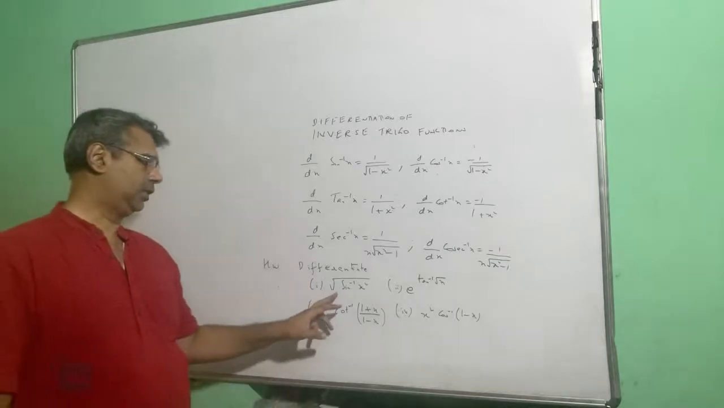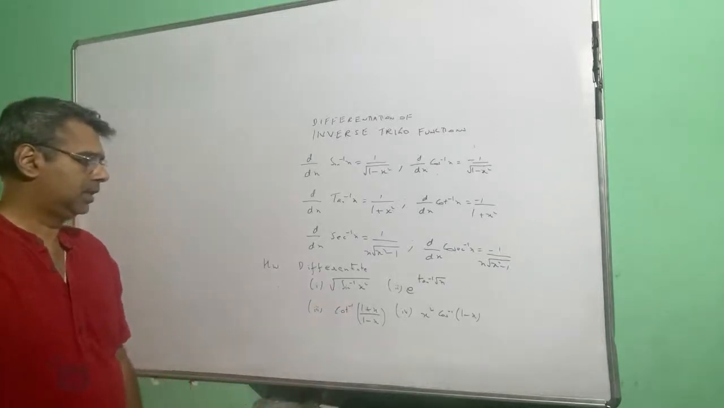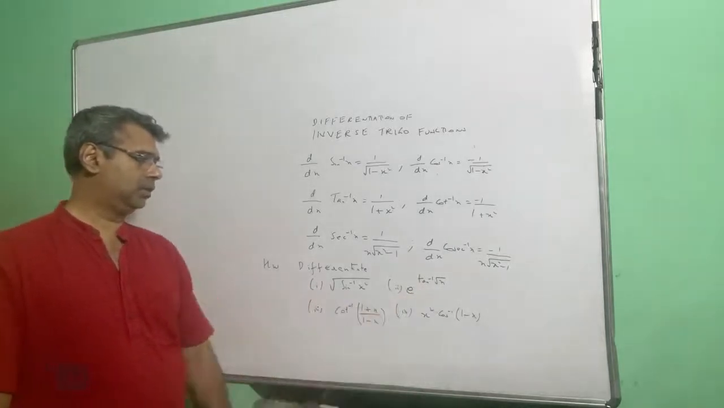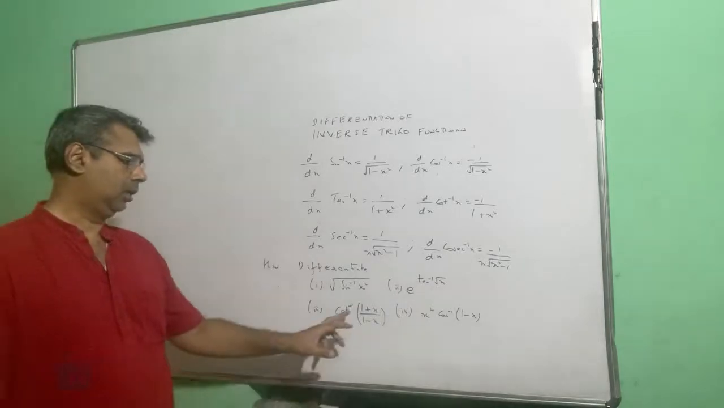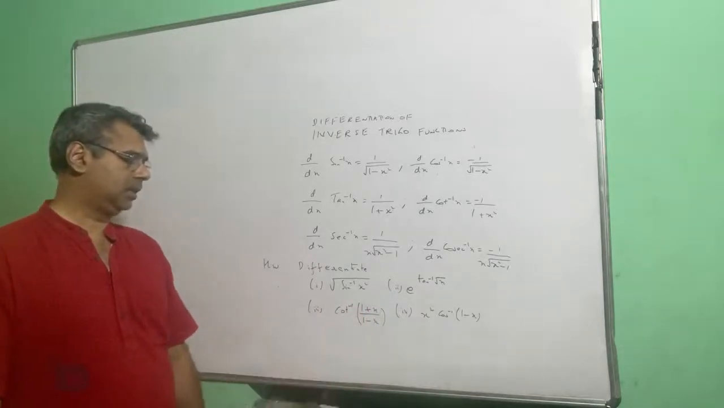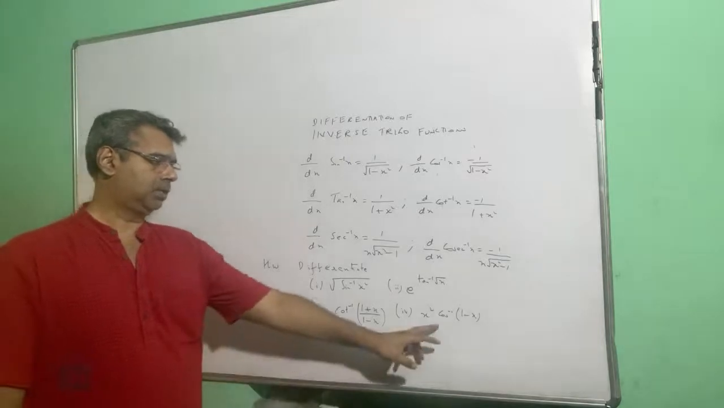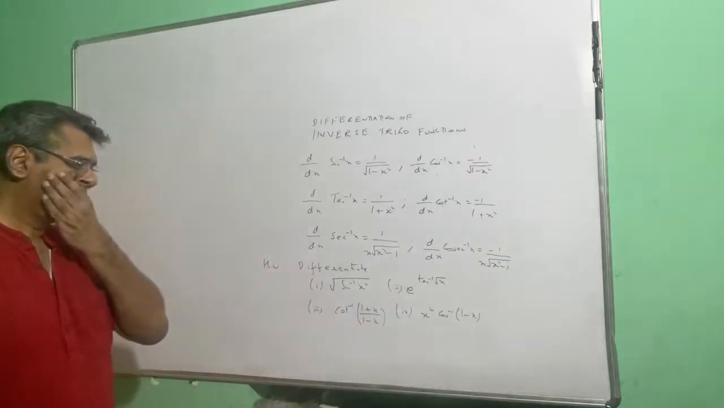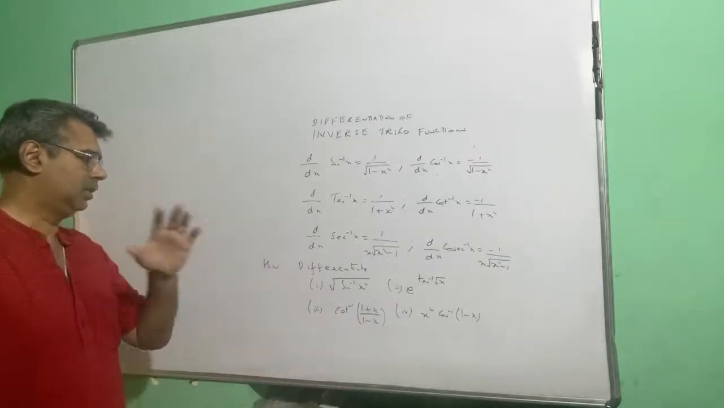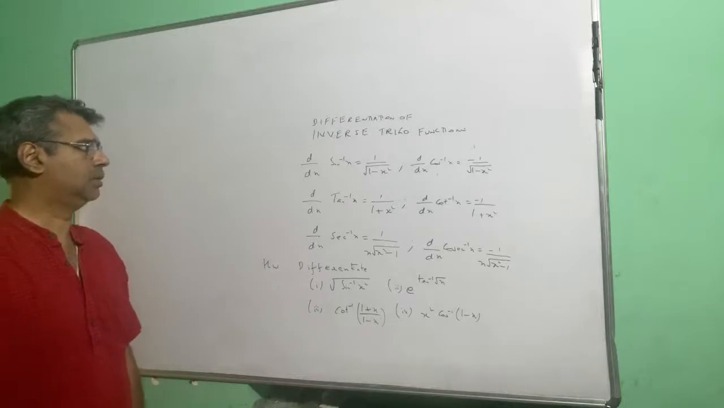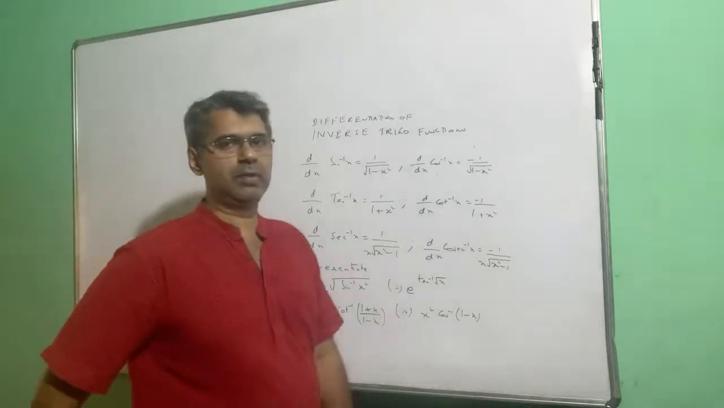First one, differentiate root over sin inverse x square. Second one, e to the power tan inverse root x. Third one, cot inverse of 1 plus x by 1 minus x. And fourth one, x square cos inverse 1 minus x. So these are the 4 homework questions from differentiation of inverse trigonometric functions.